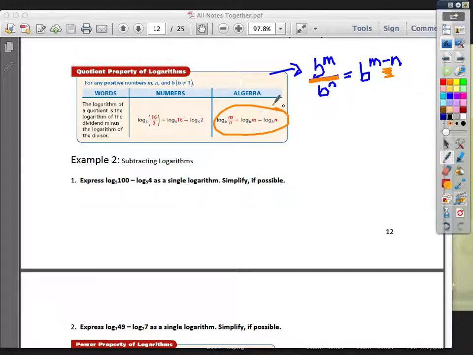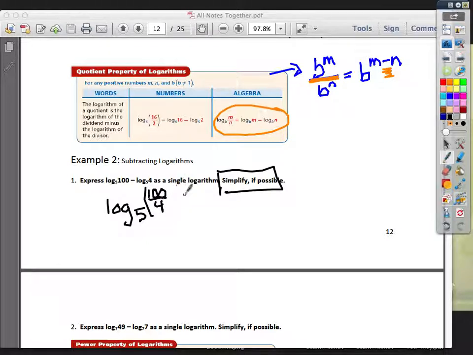So in this example, when you're subtracting logs, you can express it as a single log. Notice the directions should always say simplify if possible. Here, these logs have the same base, so we can put them together. So that's going to be log base 5. But instead of working with multiplication and addition, we're working with subtraction, so it's the division. So the 100 comes first over the 4.